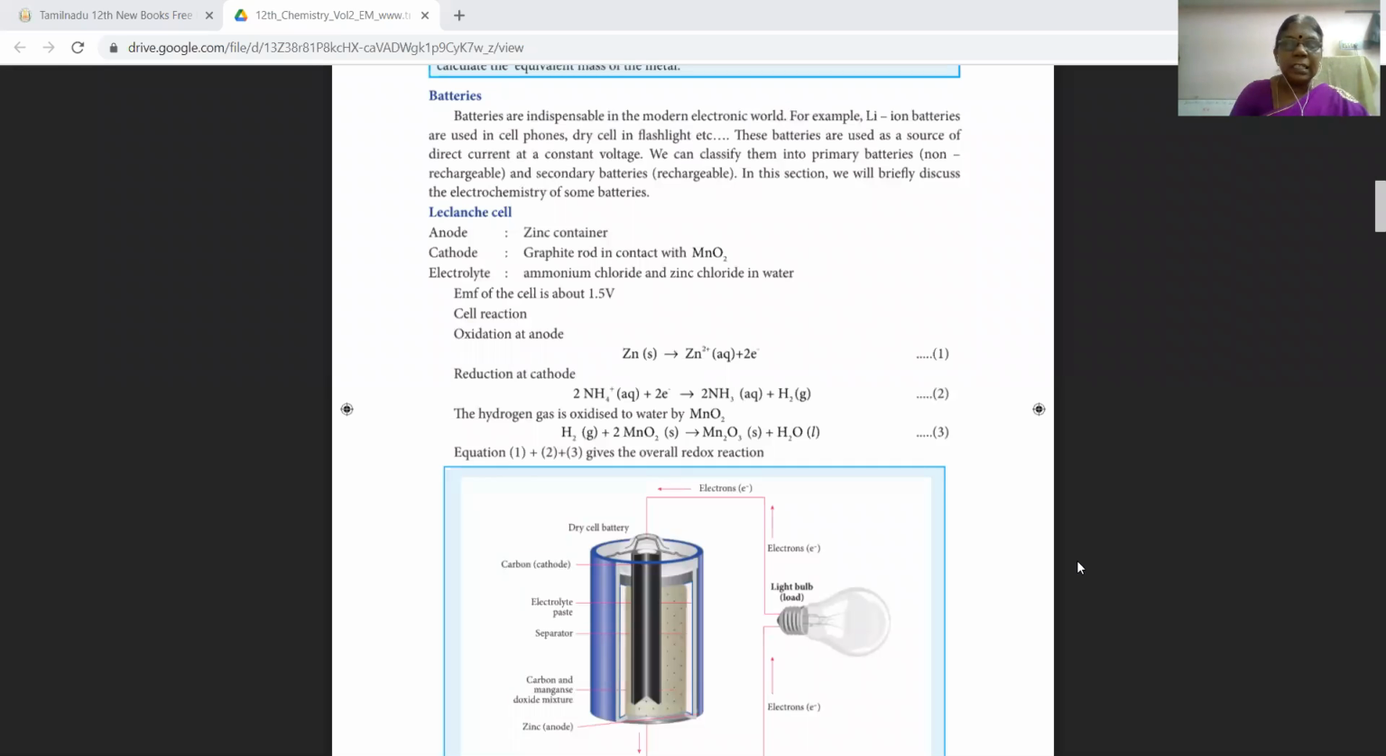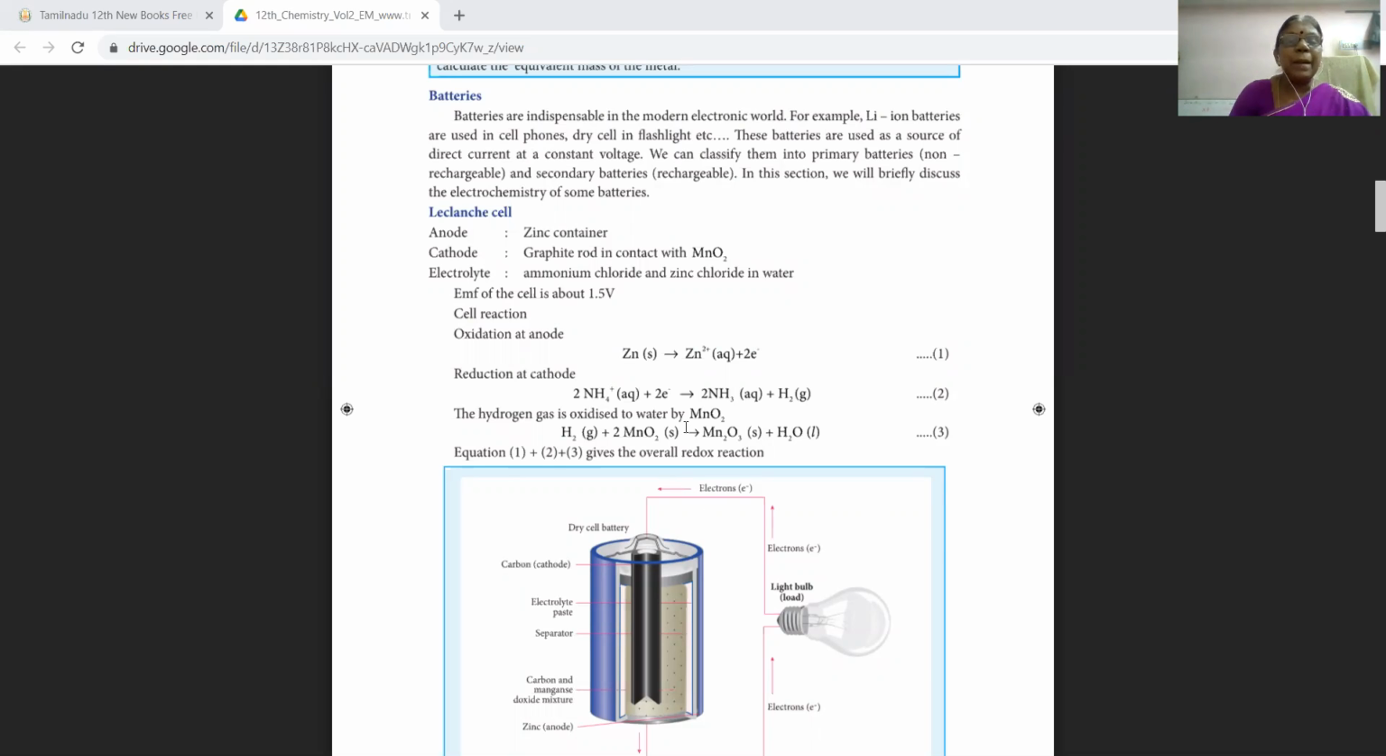There are two types of batteries, that is nothing but primary batteries and secondary batteries. Primary batteries are the batteries which cannot be reused. Secondary batteries we can reuse. Now you take the lesson electrochemistry, batteries. Okay. Shall we start?